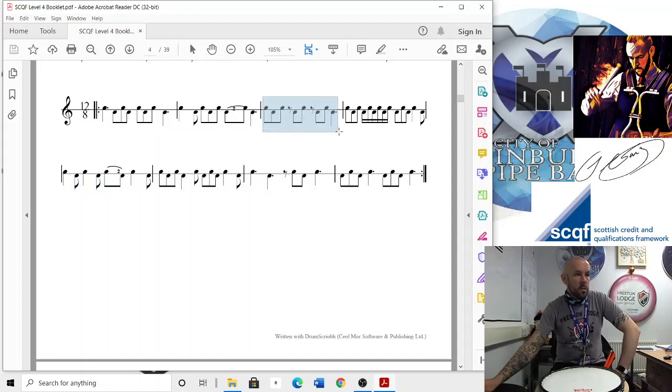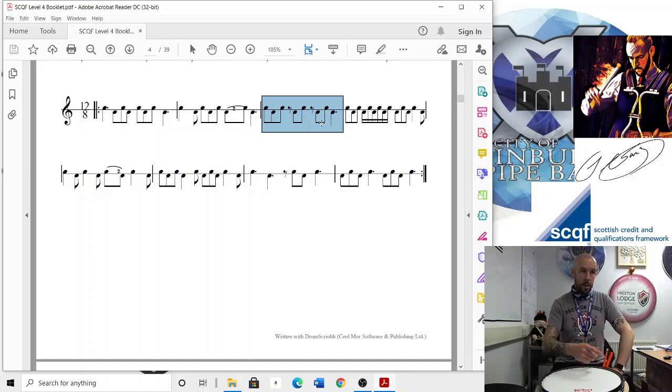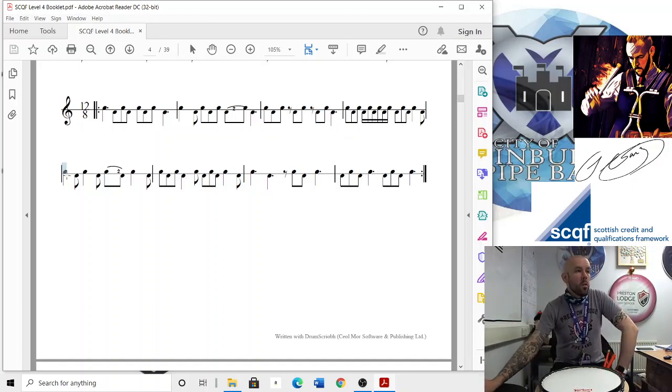Especially this group here, try and relax as much as you can through that. And use the metronome to guide you. Beep, beep, tap, tap, beep, tap, tap, beep. Okay? 1 and 2 and 3 and 4 and 1 and 2 and 3 and 4.